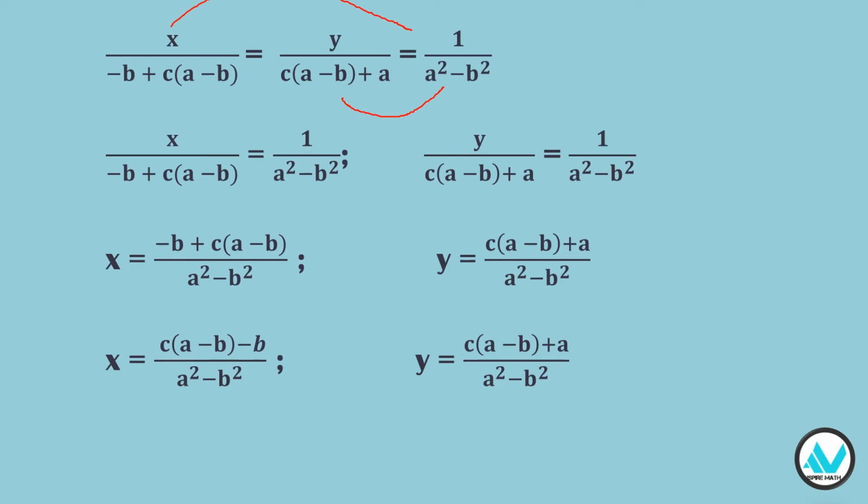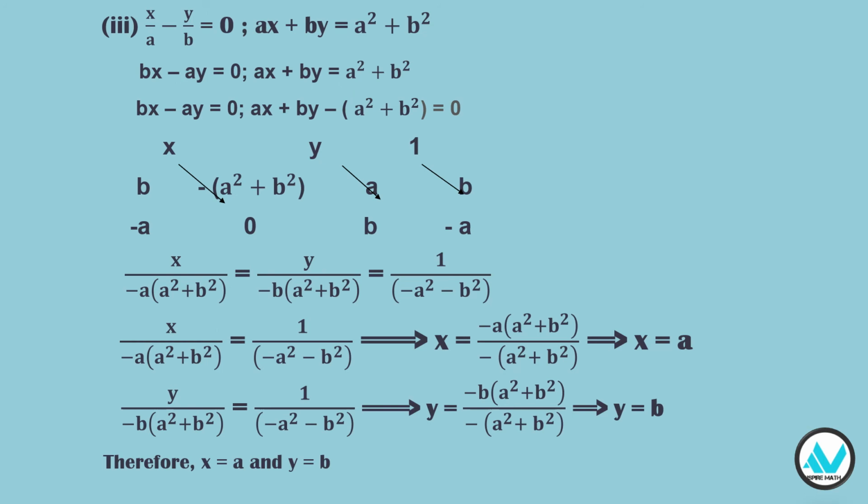I'm just taking the denominator to that side, so I'm getting x equal to minus b plus c times a minus b by a square minus b square, or y equal to, I'm just taking the denominator to that side, so c times a minus b plus a by a square minus b square. I'm going to rearrange. So x equal to c times a minus b by a square minus b square is my x value, and c times a minus b plus a by a square minus b square is my y value.